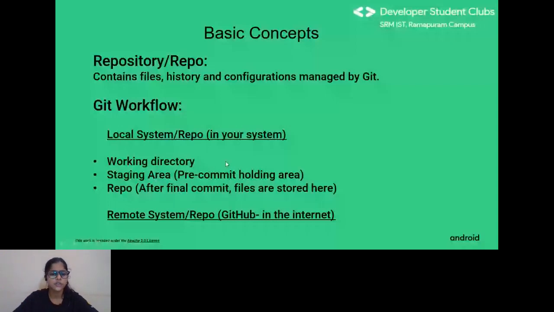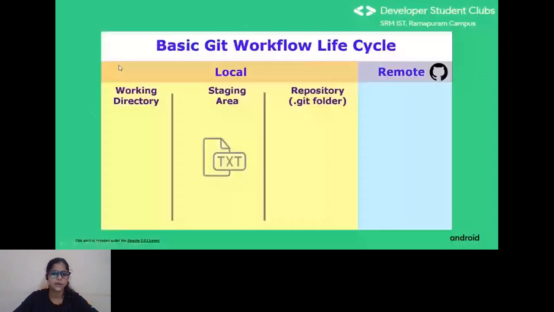Here I have given you a very simple diagram so that you understand the basic Git workflow. The first thing you need to know is the yellow part. The yellow place shows your local repository and the blue area shows your remote repository. The yellow part is your device and the remote area is GitHub, which is on the internet. In your device, there are mainly three areas: the working directory, staging area, and the local repository.